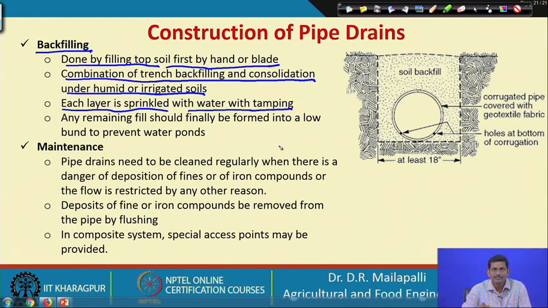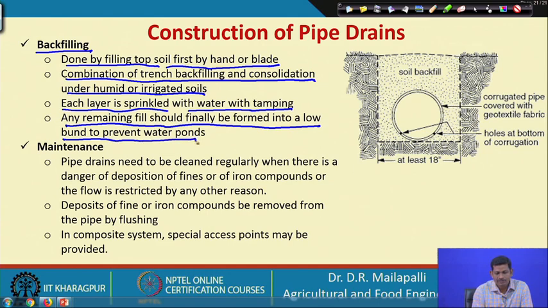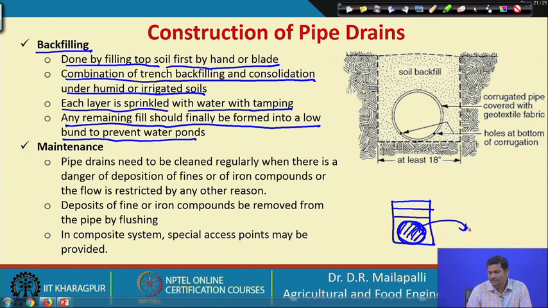If the soil is too dry, backfill, compact and add a little bit of water, and then add the soil and compact it. Any remaining fill should finally be formed into a low mound to prevent water ponding. Suppose this is the trench, right, and you fill the soil, you fill the soil, and since this much soil is still left, that can be put as a mound on top of the ground.